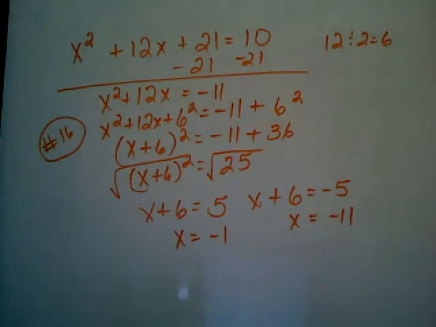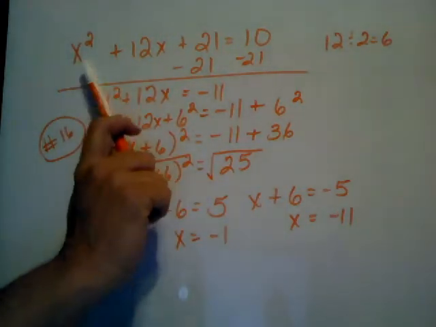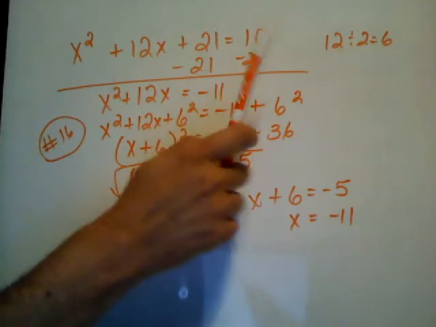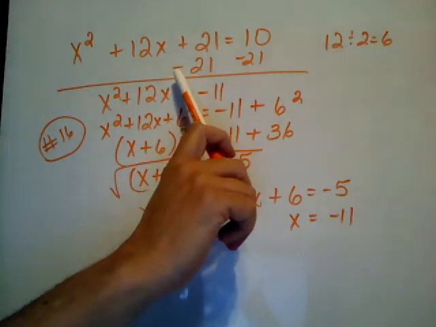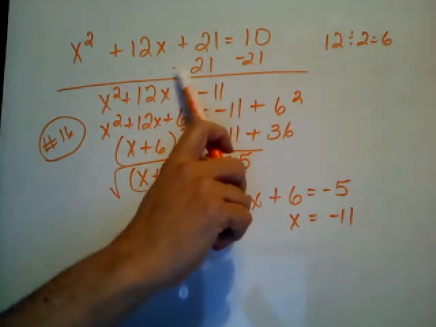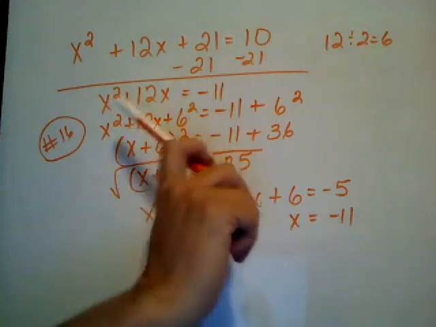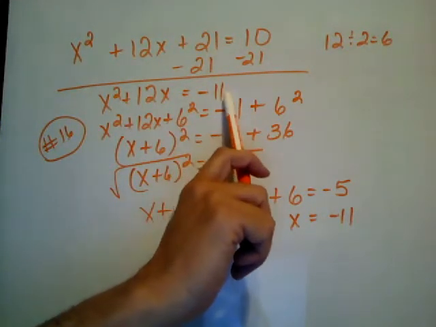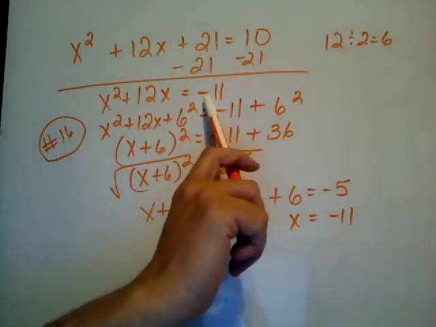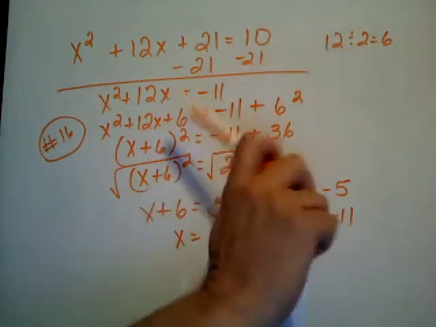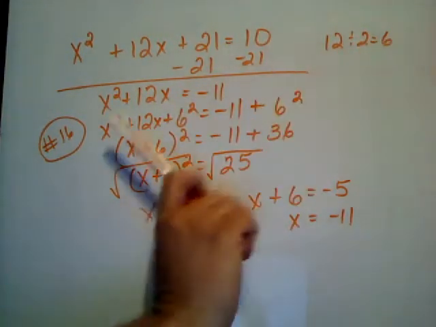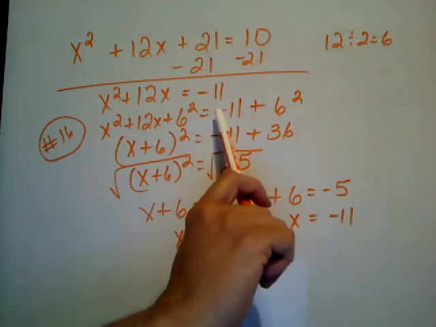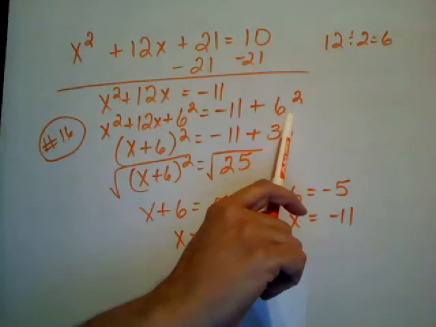This is number 16. x squared plus 12x plus 21 equals 10. First thing I need to do is move the 21. So I'm going to subtract 21, which gives me x squared plus 12x equals a negative 11. Now it's in the proper format to complete the square. So 12 divided by 2 is 6. x squared plus 12x plus 6 squared equals a negative 11 plus 6 squared.